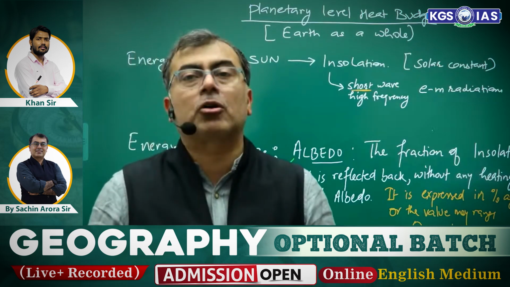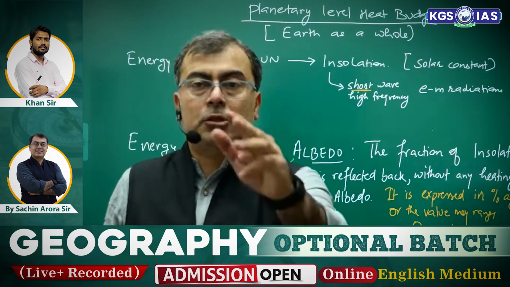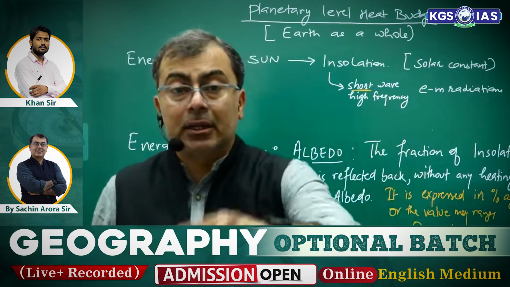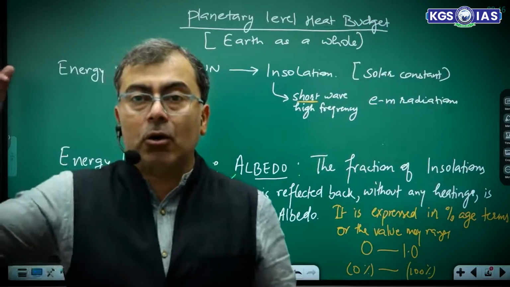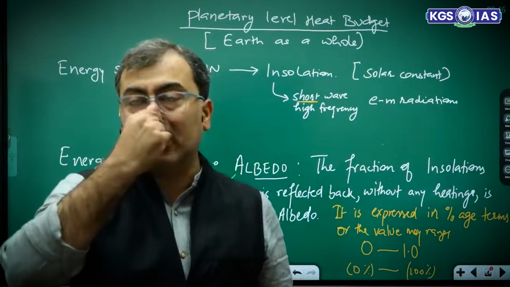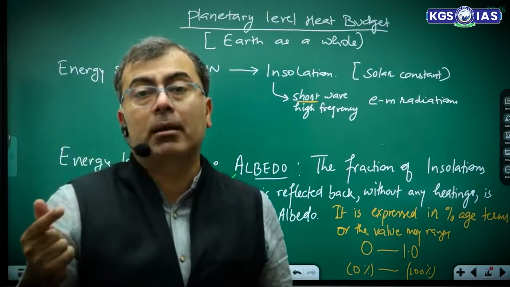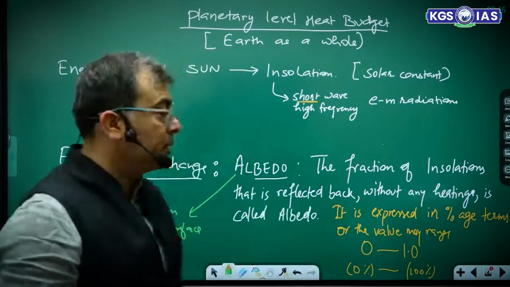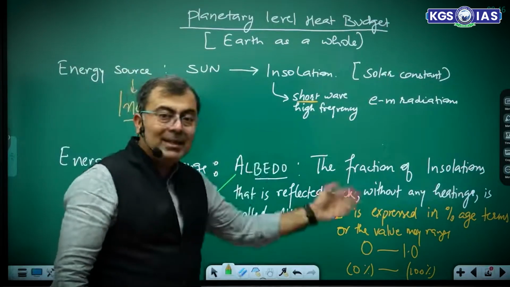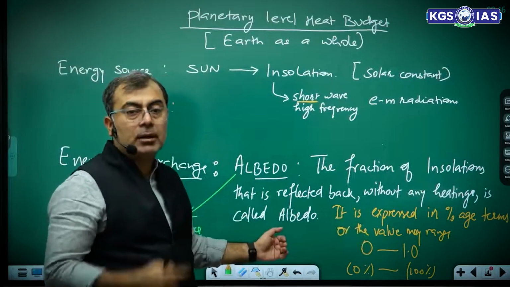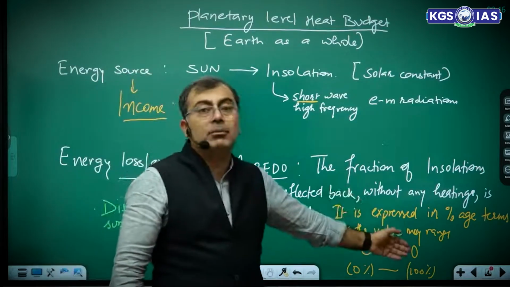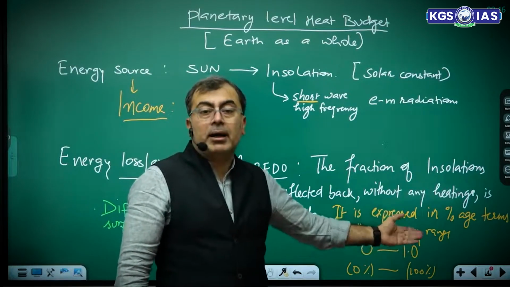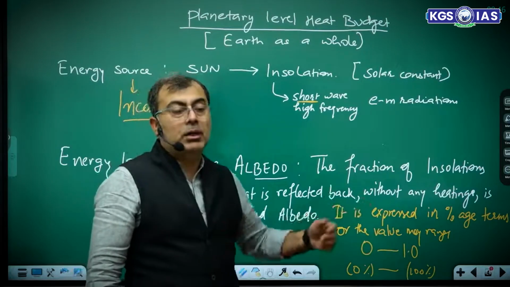So हमारे लिए, for geographers, what is a white body? A snow field, an ice cap, a glacier is a white body. So albedo of glacier. And what is a black thing? Say for example black soil. Black soil is black enough for us. So which one will have greater albedo? The ice or the black soil? So ice will have more albedo. It will reflect back, and black soil will have low albedo.